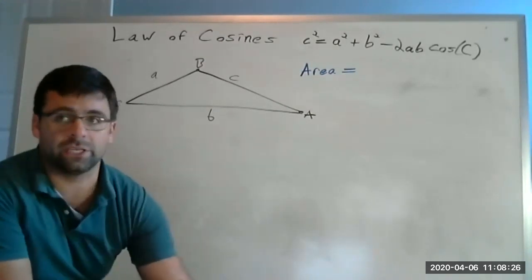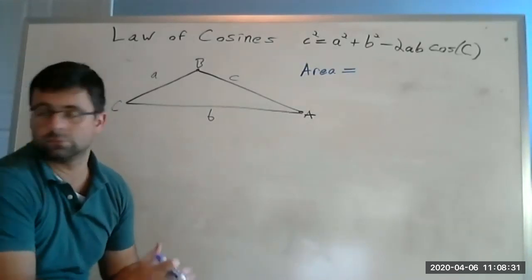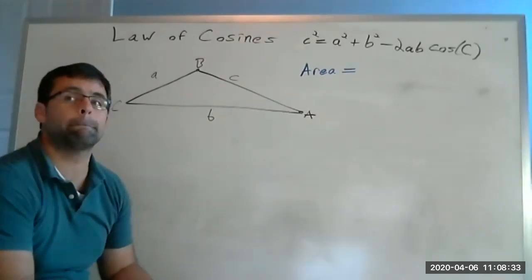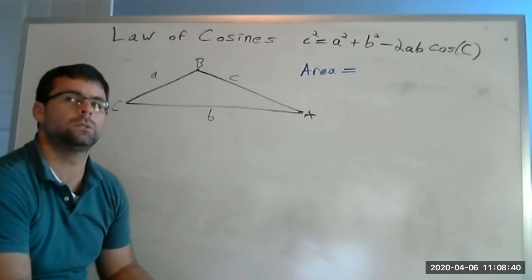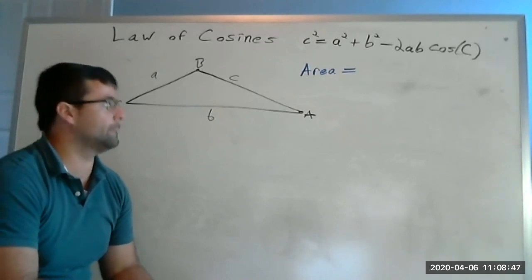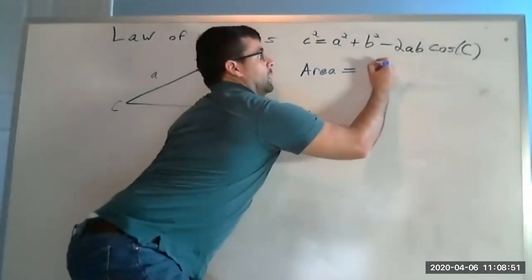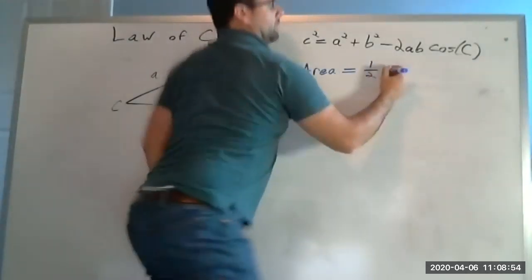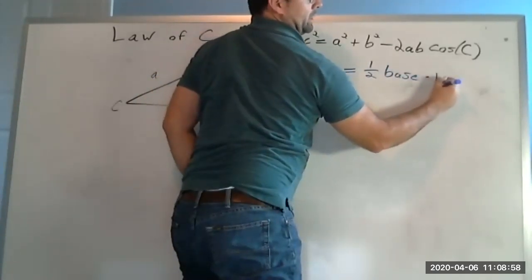First off, what is the area of a triangle? Pi squared. No, that's a circle. Is it 1/2 base times height? Yeah. So 1/2 base times height.